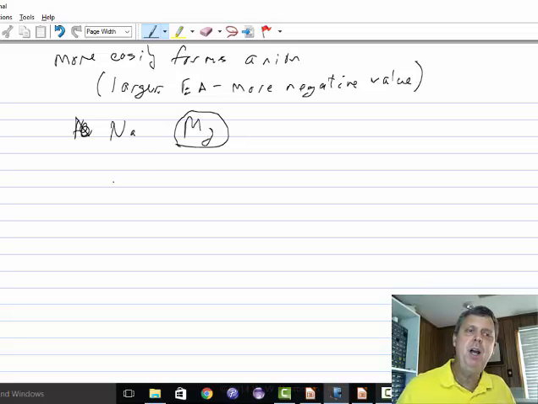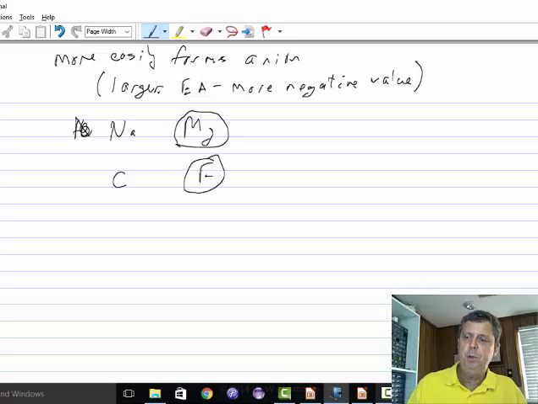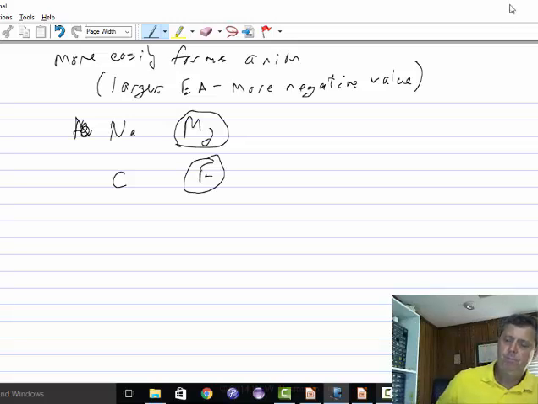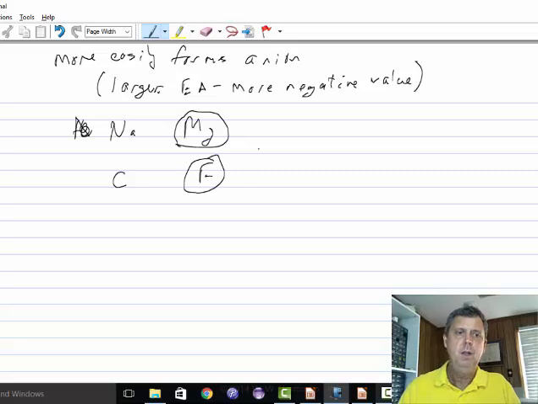It probably means a little bit more to compare nonmetals to nonmetals. They're the ones that tend to form negative ions. So, say carbon versus fluorine. Fluorine is the most electronegative atom on the periodic table, so if you pick anything versus fluorine, fluorine wins.